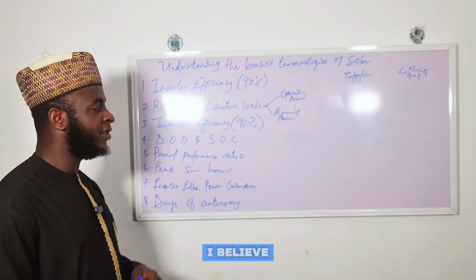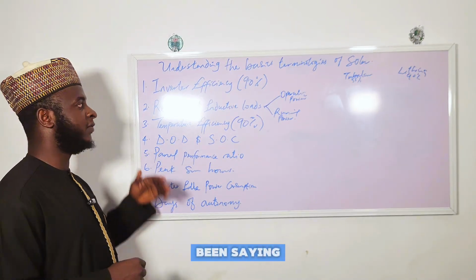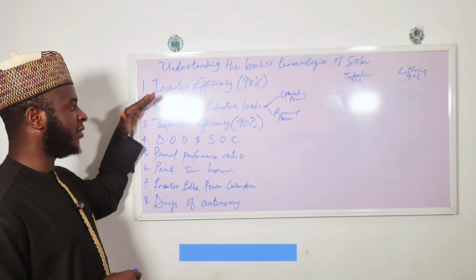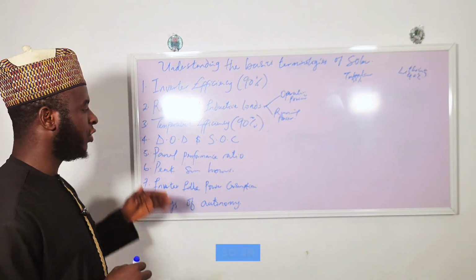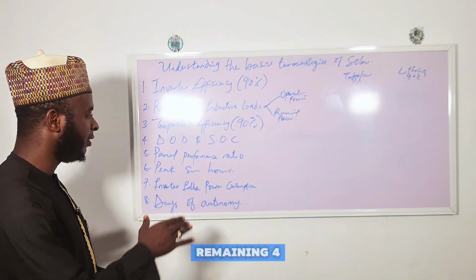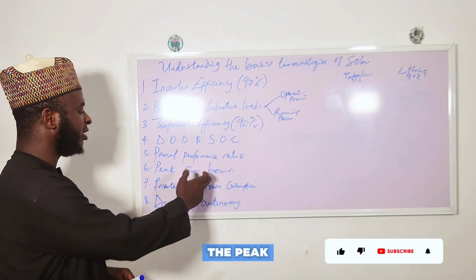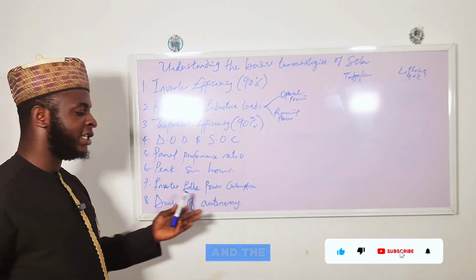With my explanation, I believe you all understand everything, from the inverter efficiency, resistive and inductive load, up to our DOD and SOC, that's the state of charge. So in my next video, I'm going to be taking the remaining four, that's the PPR, the peak SH, inverter idle power consumption, and the days of autonomy.